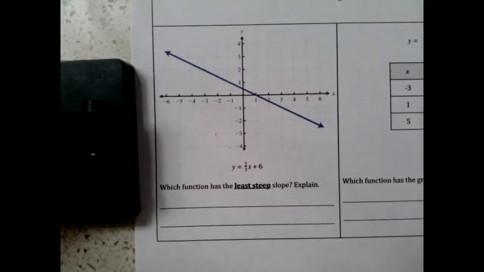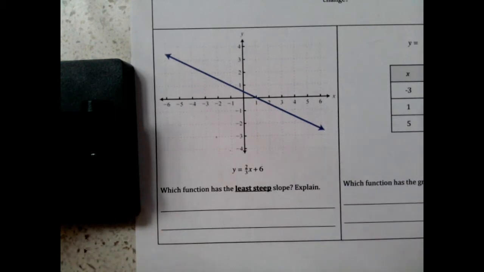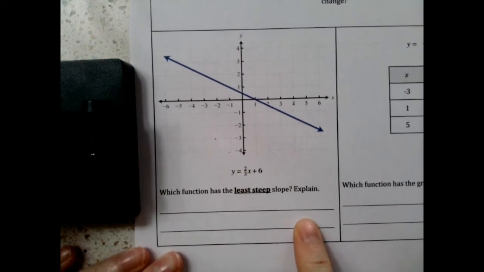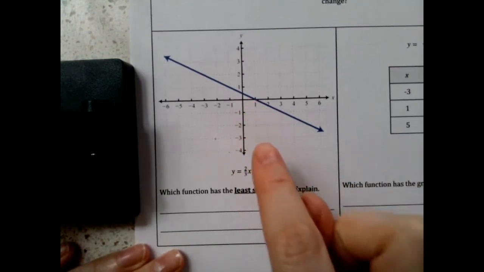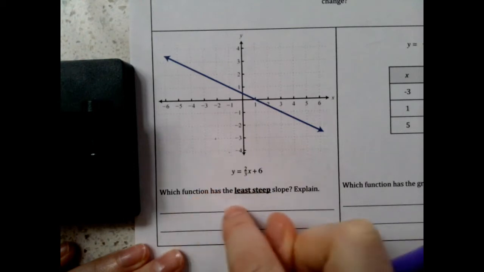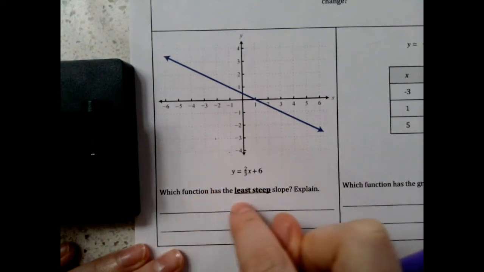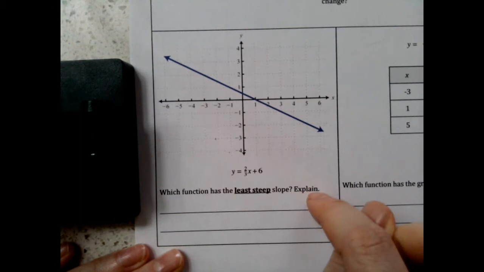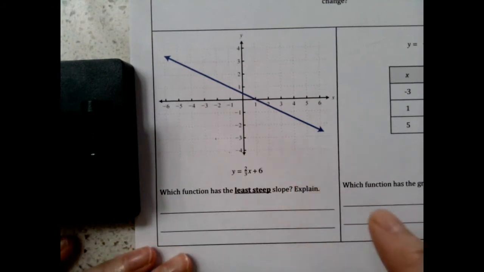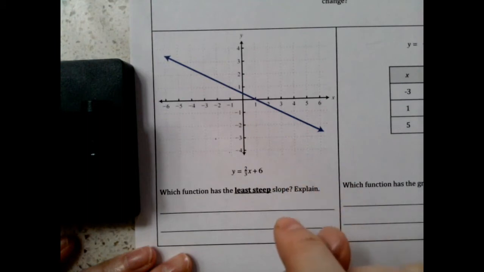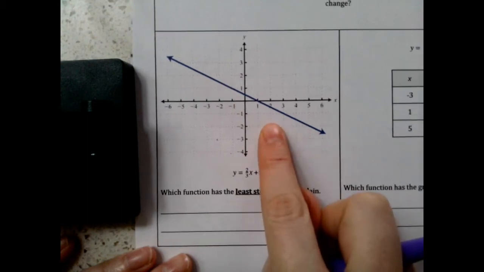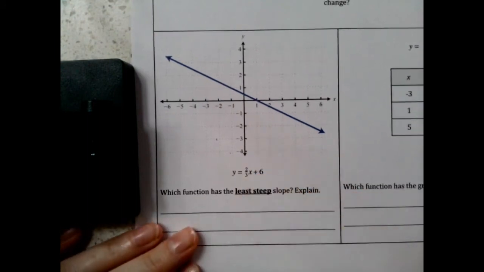Let's go through learning target 231, which is to compare linear representations and their slopes. You're going to be given 2 or 3 different representations of linear functions and asked which is the steepest, or this one says which function has the least steep slope, and then to explain. The first thing you're going to want to do is find the slope for every representation that you're being given. So I have a graph and an equation.